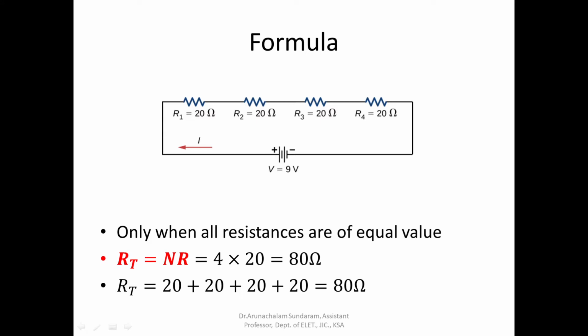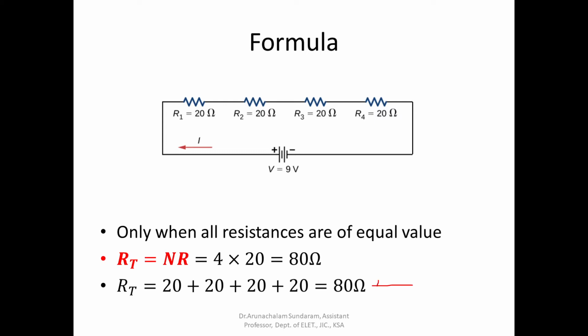Again, there are 4 resistances, but what do you find? You can apply the general formula for series resistance. So 20 plus 20 plus 20 plus 20 will become 80 ohms. Here I have applied the general formula.